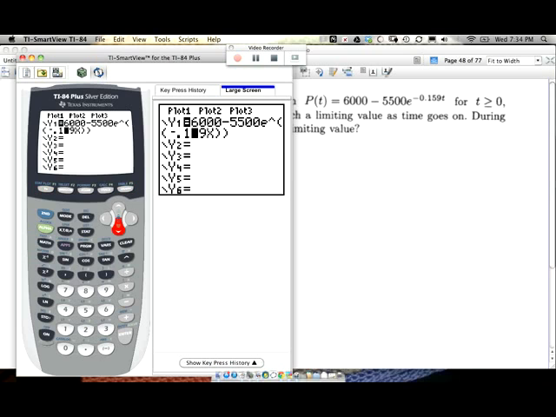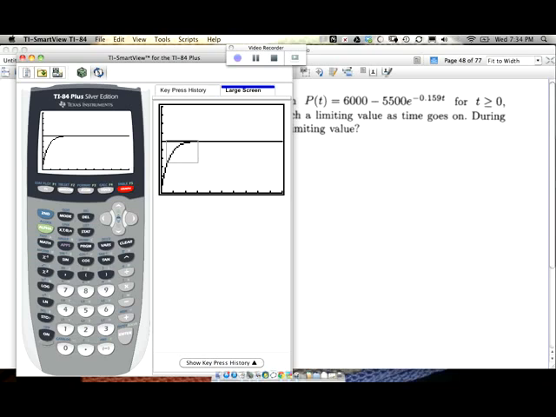So I'm going to graph a second line, and that would be 6,000. Graph. Boom! Right on the money. How do we know that? Because we have the 6,000 constant. That second term is going to go to 0 as t goes to infinity. That's the math that's happening.